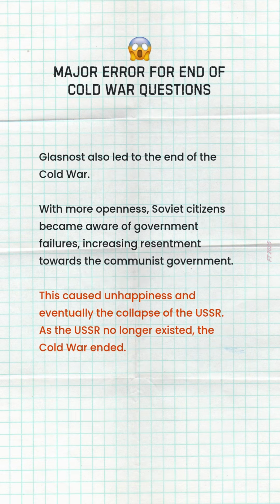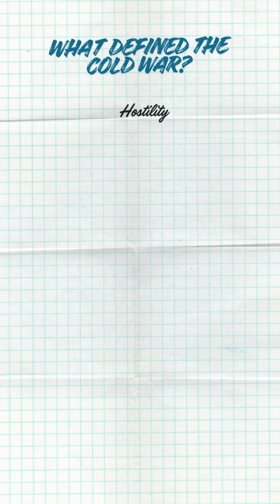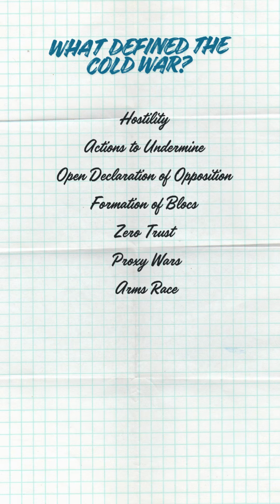In this next example, we once again see that the argument links internal Soviet reforms to the collapse of the Soviet Union and the end of the Cold War. Yet again, this is too simplistic. It doesn't show how these reforms influence the international tensions and rivalry between East and West that defined the Cold War. Here's a list of things that define the Cold War.